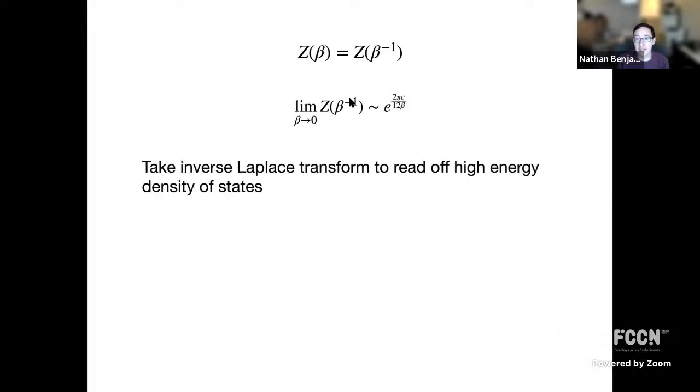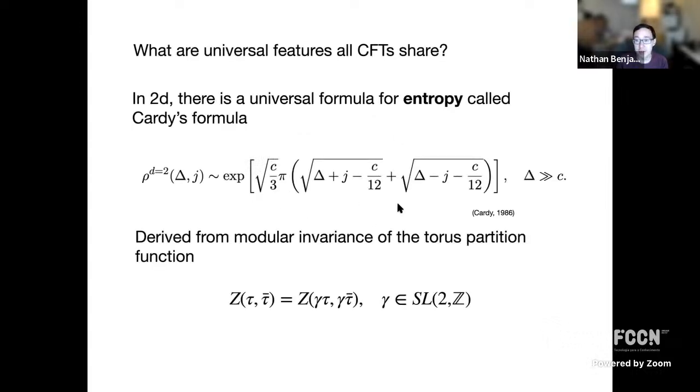So if I equate this to the left-hand side and take an inverse Laplace transform, I can read off the high energy density of states. And if you do this very carefully and also keep track of the spin, you get this formula right here.